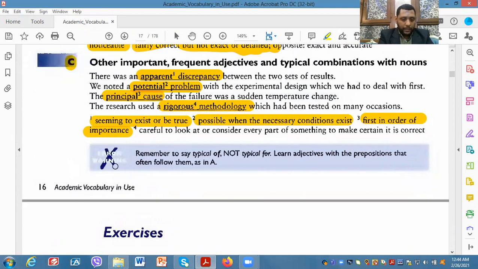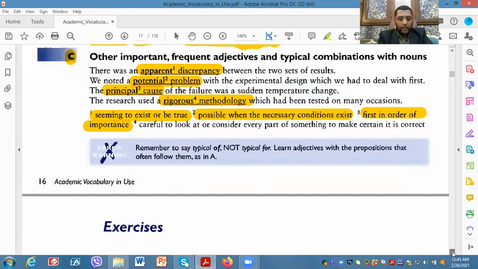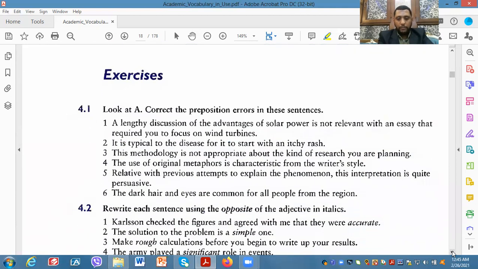The last thing that we have here is a note or a piece of advice. Remember to say typical of, not typical for. So you never say typical for, it's typical of, okay? Learn adjectives with the prepositions that often follow them. It tells you that you have to learn these adjectives that can be followed by a preposition. Any adjective that can be followed by a preposition, you have to know it. This is very helpful.